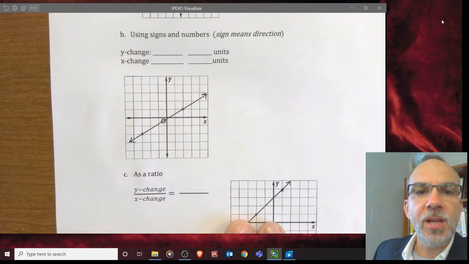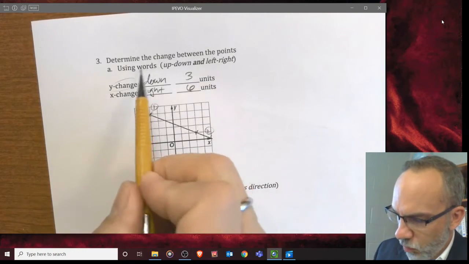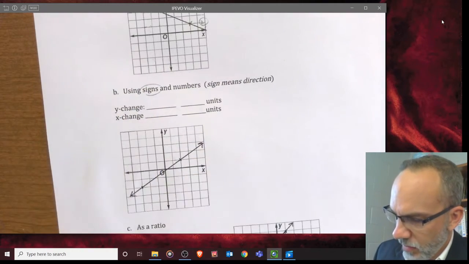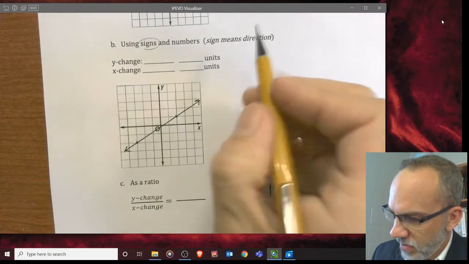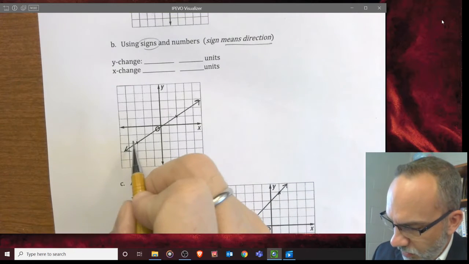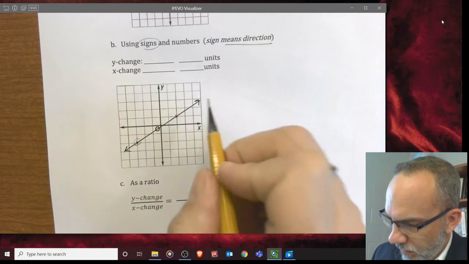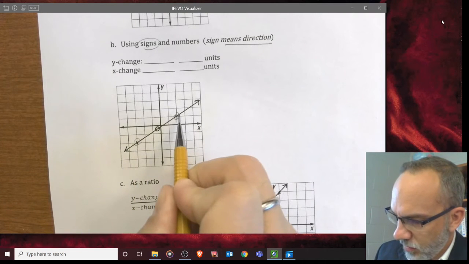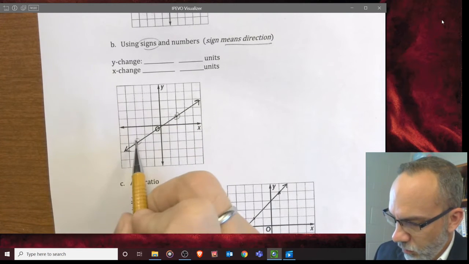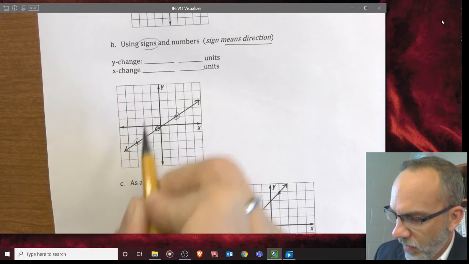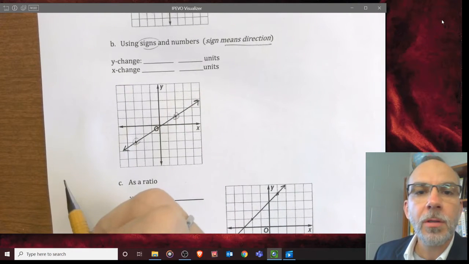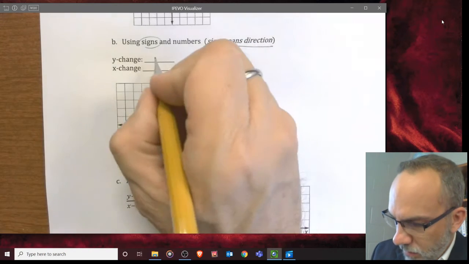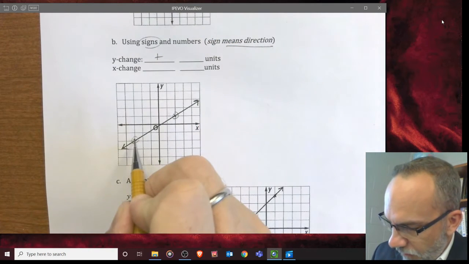B, using signs and numbers. Here I had to use words, up, down, and left, right, but now I'm going to use signs directly. Remember, the sign means direction. Again, I'm going to call the leftmost point the first one and the rightmost point the second one. Going from this point to that point, do I go up or down? It's apparent that I would go up, but I'm not going to write UP. I'm going to write the sign that means upward change. What is that? Positive.